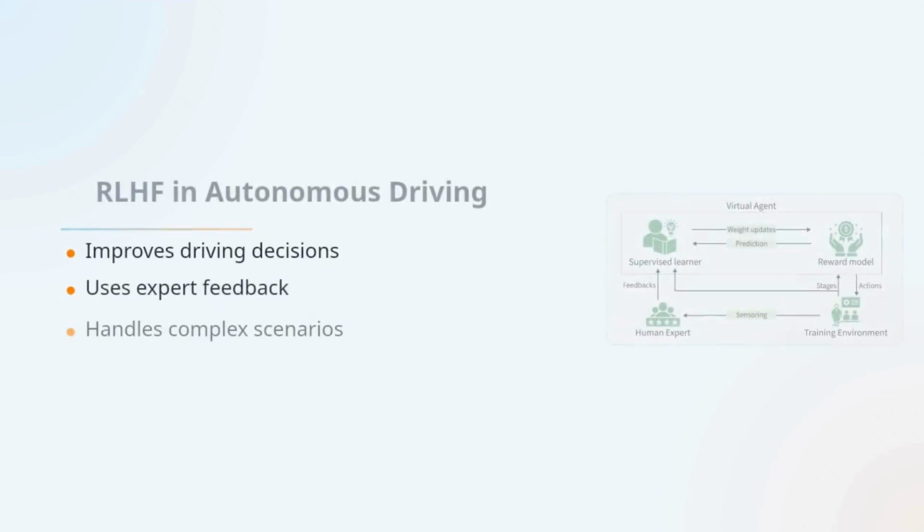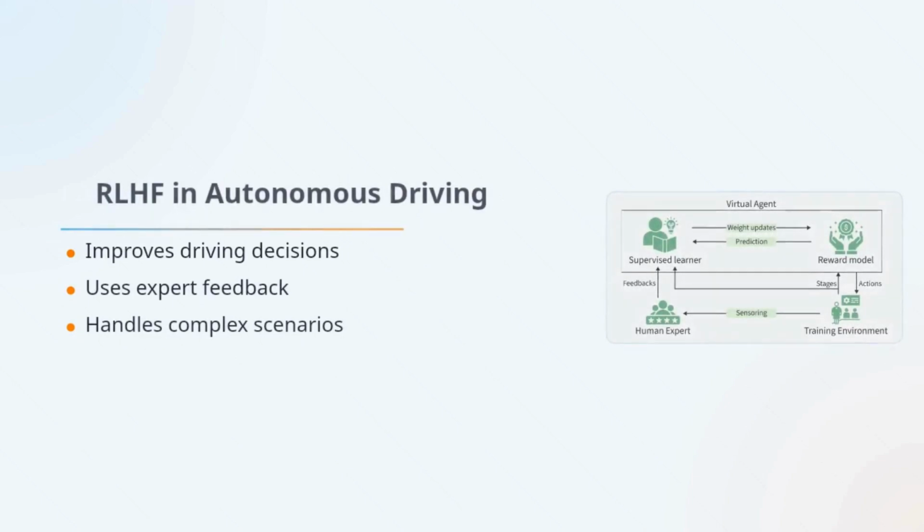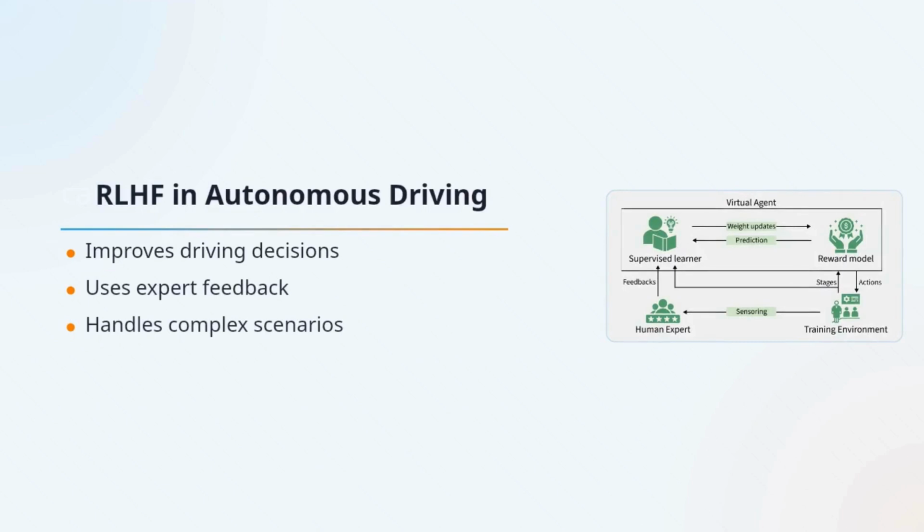RLHF is not limited to chatbots. In autonomous driving, the system can first learn from large datasets and simulation-based reinforcement learning. Then human drivers and safety experts evaluate decisions like lane changes, speed control, and reactions to unexpected situations. Their feedback helps refine the reward function, making the system safer, more comfortable, and more reliable in real-world traffic.